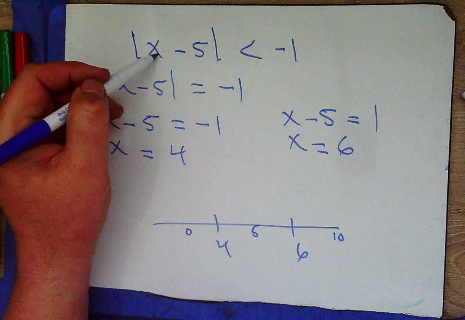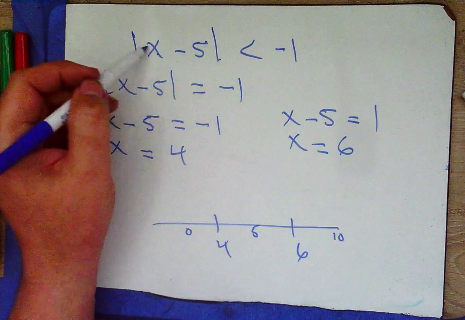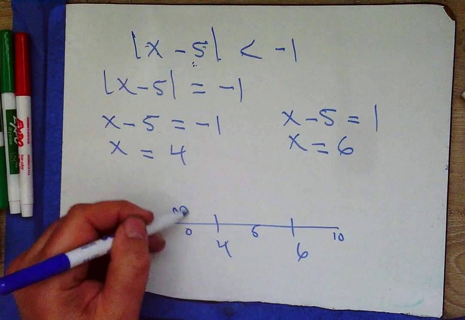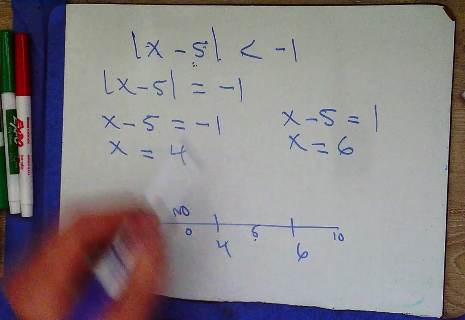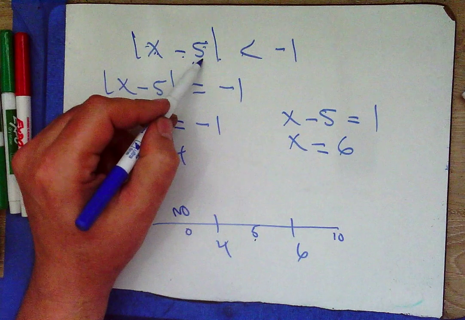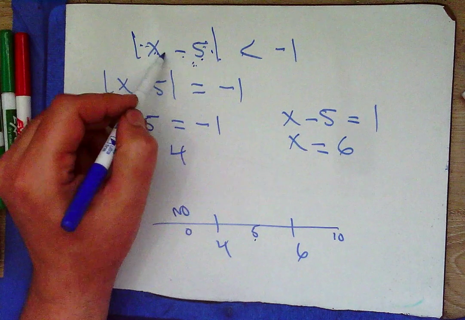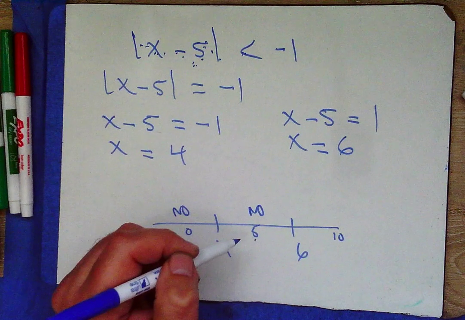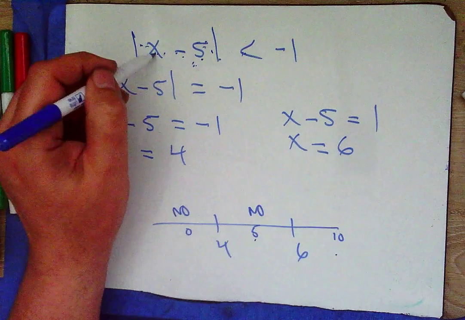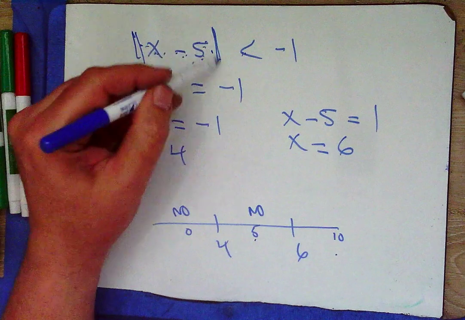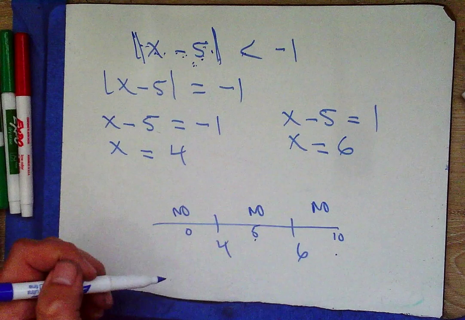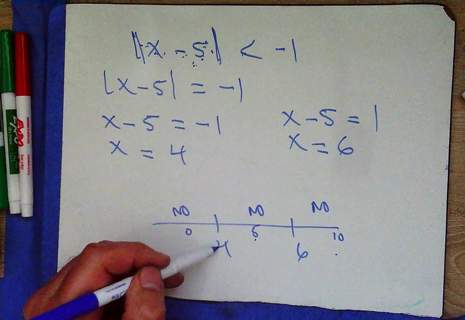If I plug in a 0, I get absolute value of negative 5, which is 5. Is 5 less than negative 1? No. If I plug in a 5, 5 minus 5 is 0. Absolute value of 0 is 0. Is 0 less than negative 1? No. Uh-oh. What about 10? 10 minus 5 is 5. The absolute value of 5 is 5. Is 5 less than negative 1? No. Huh? Let's plug in 4.